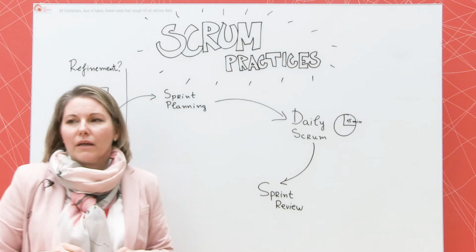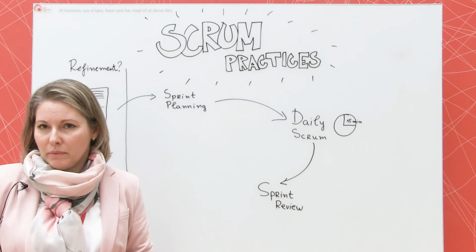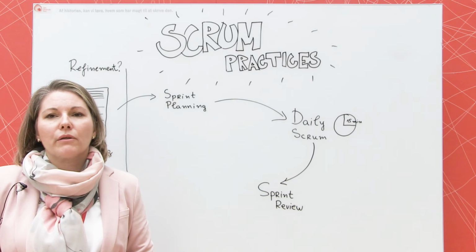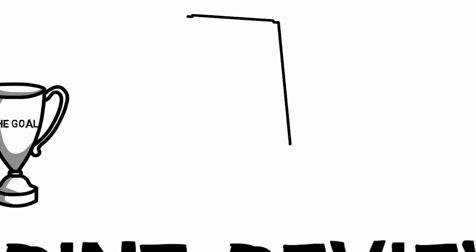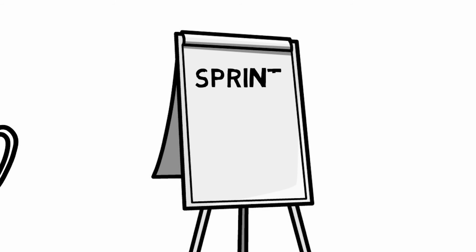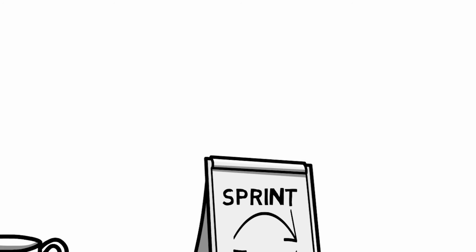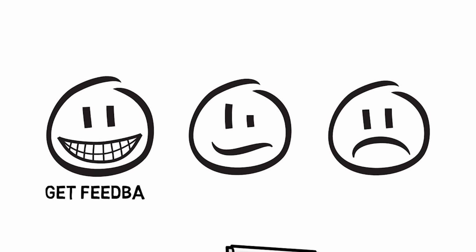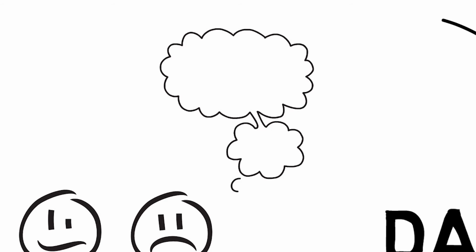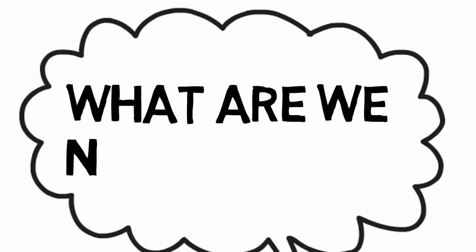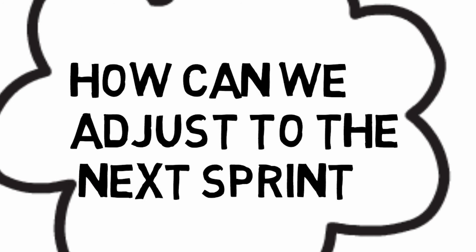Sprint review is a meeting where the team is participating, but everybody else who is interested in our progress is more than welcome. The goal of the meeting is that we show what we did in our sprint, and that's what we are showing in our demo, to get feedback from the other participants and from the stakeholders, and we want to reflect on what we are not achieving or how to adjust the next sprint.